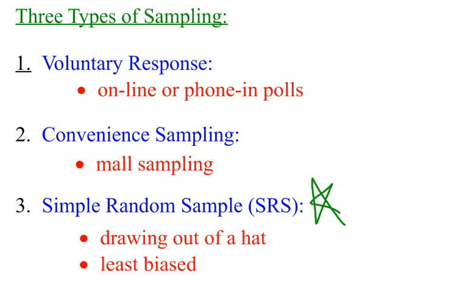Now, we'll talk about sample size as we get more into this, and that's going to lead to some bias on its own, but in general, the simple random sample is the way to go. It is the least biased way to do any type of sampling because everyone has an equal shot of being picked, and that's a really big deal.